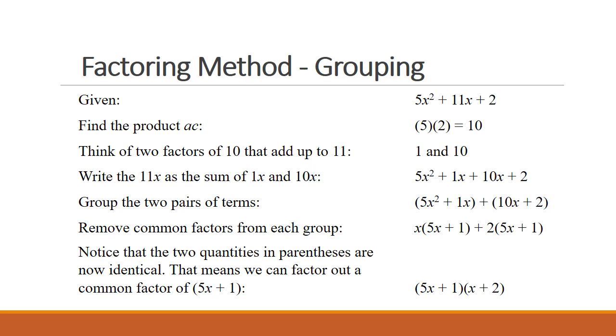Now notice when we do that, we have x times 5x plus 1 plus 2 times 5x plus 1. Those two parentheses are identical, which means they now become the common factor. So we put 5x plus 1 out front, and then in parentheses we put what remains, which is x plus 2. If you check this out by multiplication, you'll find that we ended up with exactly what we started with.